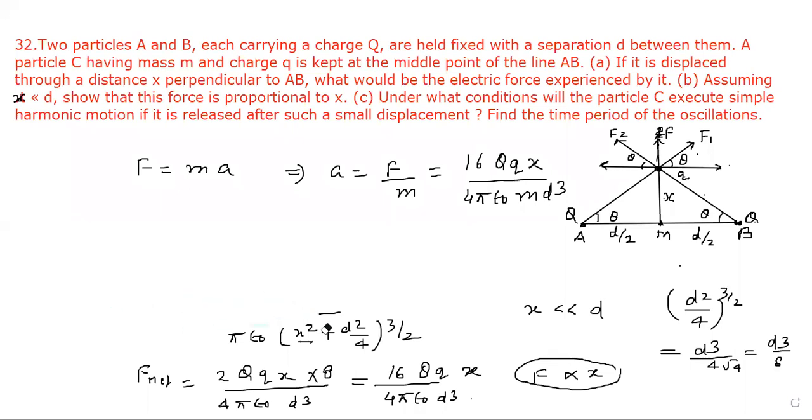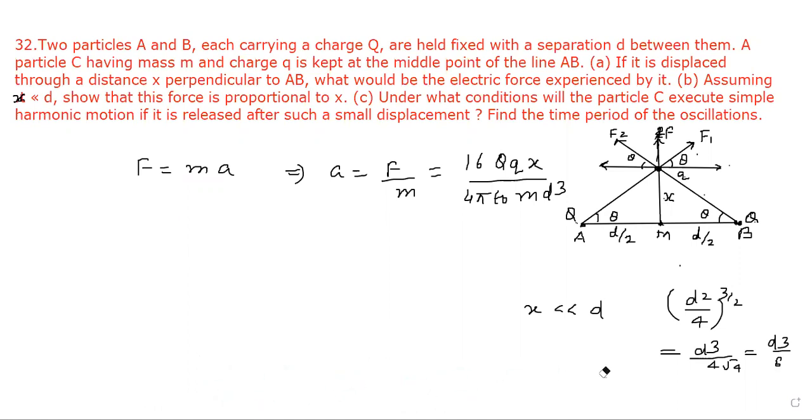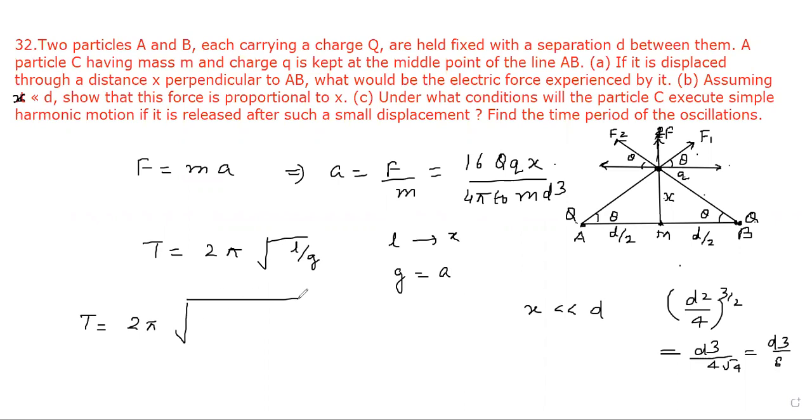Now let's write the formula for time period, and we know that time period T equal to 2 pi root L upon g. So here L will be replaced by x and g will be replaced by a. So the value of a is this. So we put the values. T equal to 2 pi root of x divided by 16 Q q x times 4 pi epsilon naught d cube times m. If we take this 2 pi inside the square root, so this will become 4 pi square, and here x will cancel out.